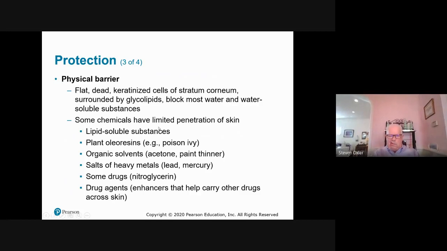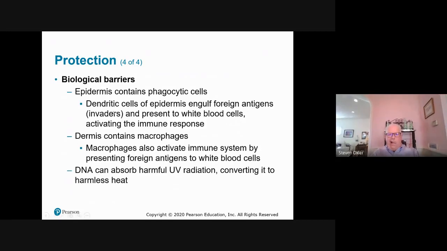The physical barrier. The biological barrier is basically because of macrophages. Macrophages live in your skin. And when there is a foreign antigen that comes into your epidermis and in your dermis, macrophages are activated to kill that foreign invader. So that's important.